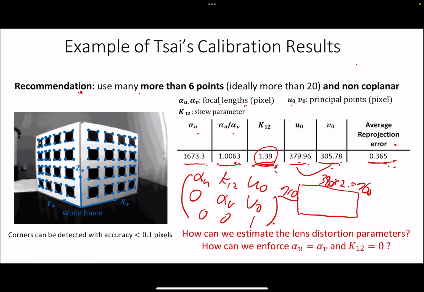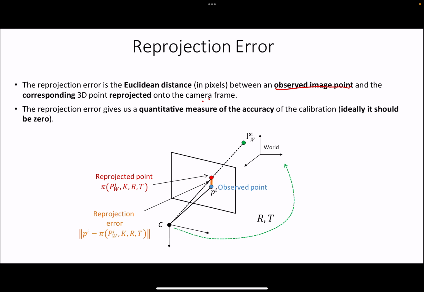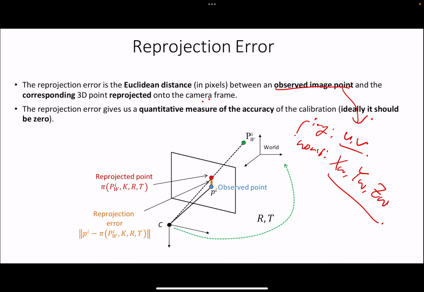Intrinsic, that's all we know, right? Our assumption is that we know u, v in the image, and x_w, y_w, z_w in the world. These are our assumptions. We know the observed image points, u, v, and we know x_w, y_w, z_w in the world coordinate system. And we know the extrinsic and intrinsic parameters, right?